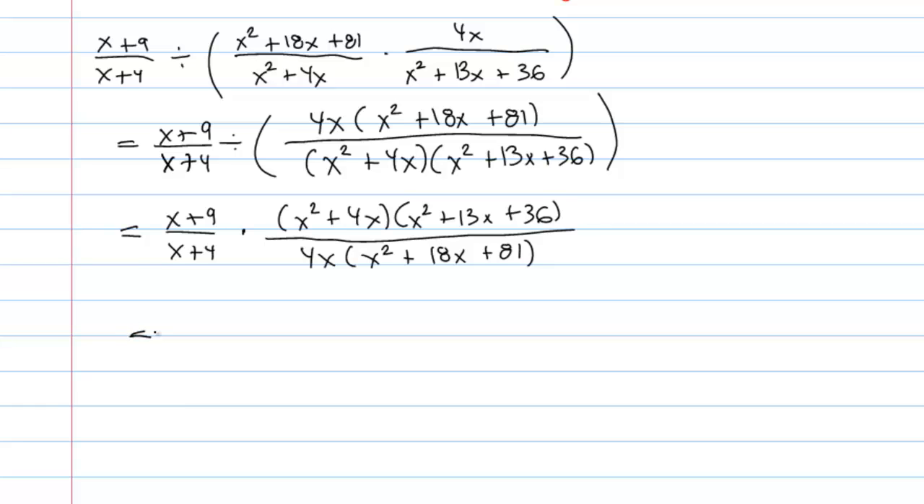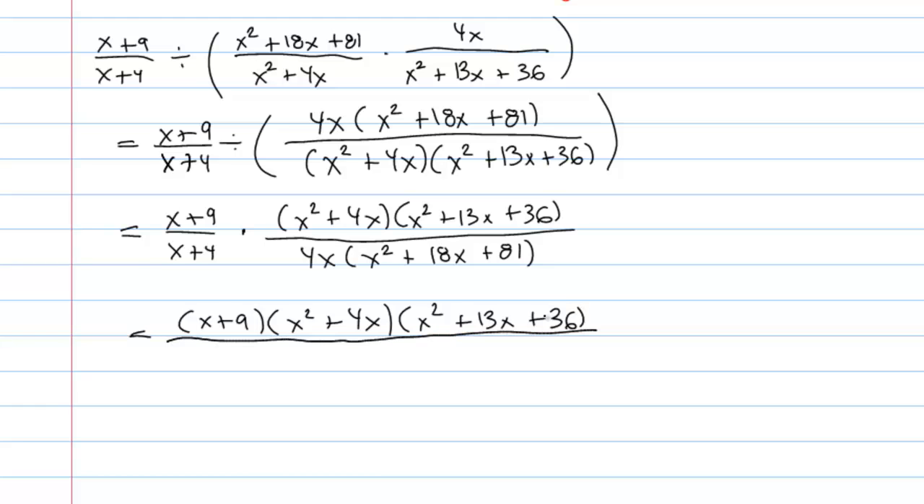So if we multiply the factors of the numerator together, we're going to have an (x + 9) times an (x squared + 4x) times an (x squared + 13x + 36), all over, and if we multiply the factors along the bottom, we're going to have an (x + 4) times a 4x, which I'll put up in the front, times an (x squared + 18x + 81). That takes care of the first step.